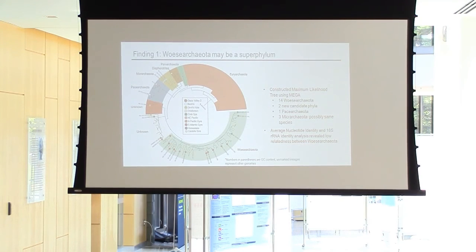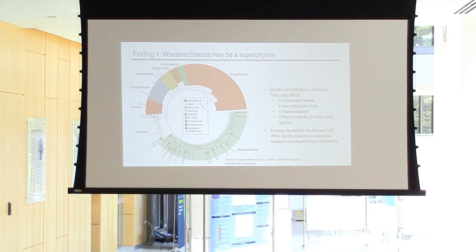We found 14 of the 24 genomes were Wolfsarchaeota, which is here. And we discovered 2 new candidate phyla, and we found 1 Pacearchaeota and 3 Microarchaeota, which are possibly the same species up here.